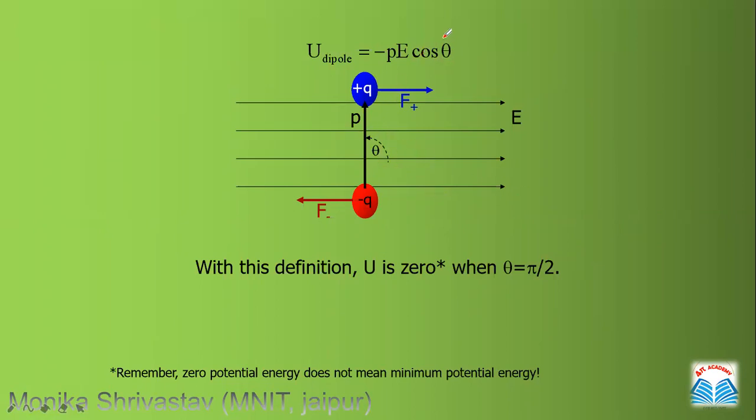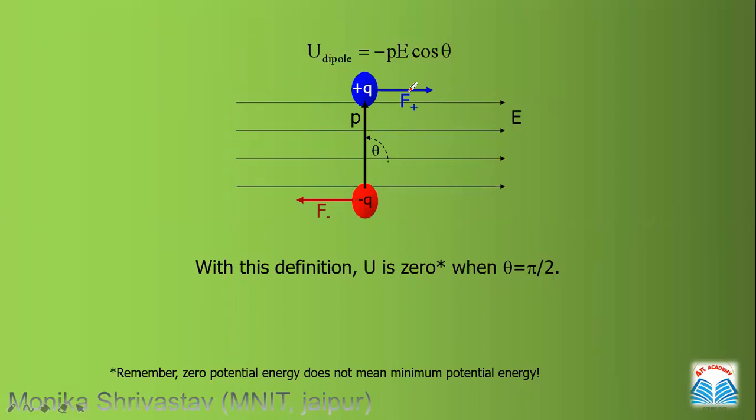So if we are putting theta equals 90 degrees, what are we getting? We are getting U dipole equals minus PE cos 90, and cos 90 equals 0. So we are getting U dipole equals 0. So basically the potential energy is also depending on the orientation.